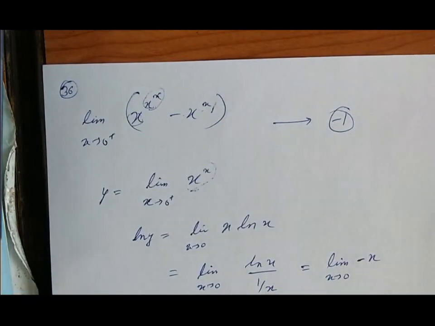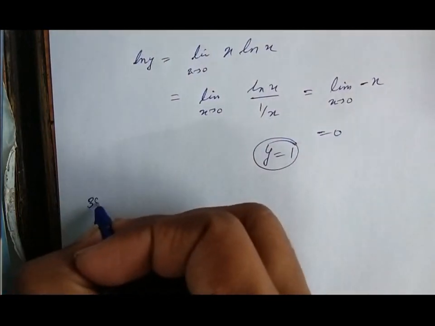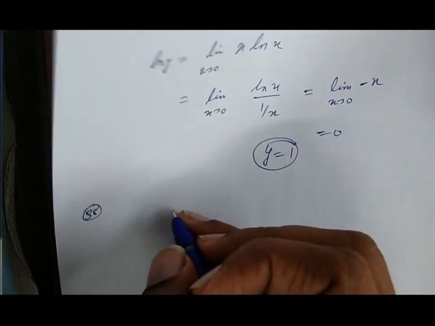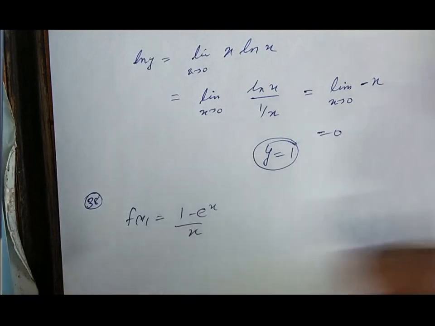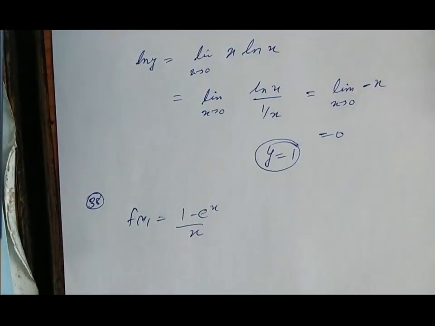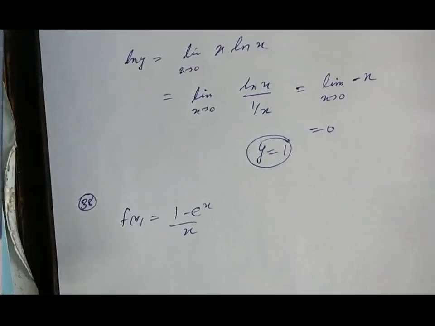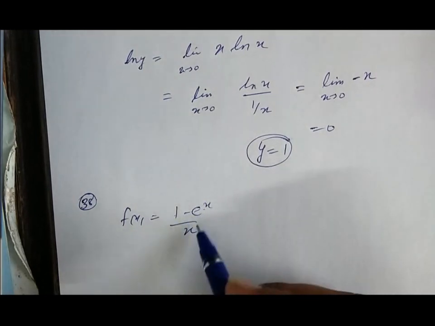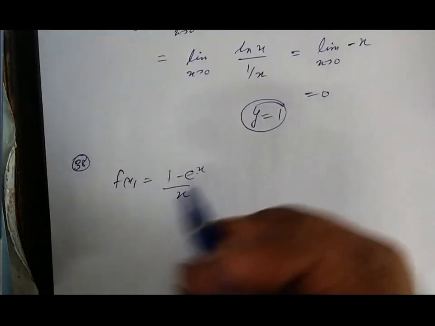Moving to question number 38. So question number 38 says f(x) is equal to 1 minus e power x upon x. Okay. And so the function is continuous. We don't need to check the limit of this is minus 1, since e power x minus 1 upon x is a standard limit. So let's directly calculate differentiability.